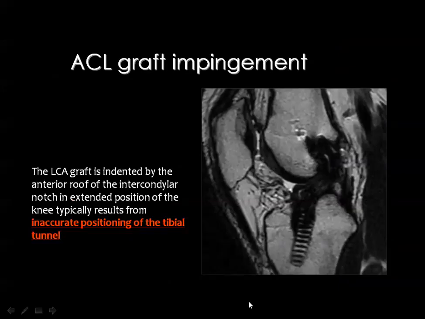But here you can see that there is buckling and abnormal angulation of the graft itself, and this is inaccurate position of the tibial tunnel, and you see it's more vertical, and it is more or less not going in the right way.